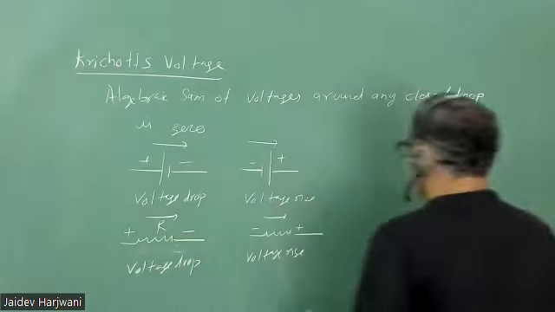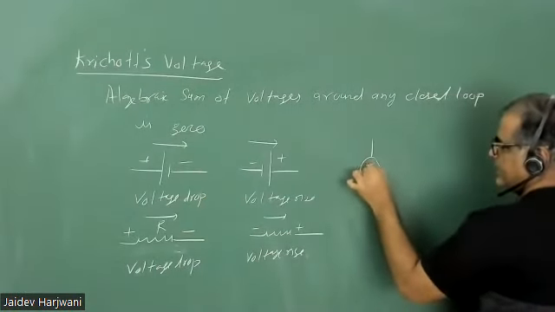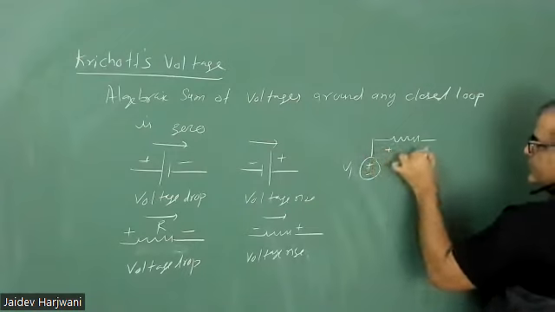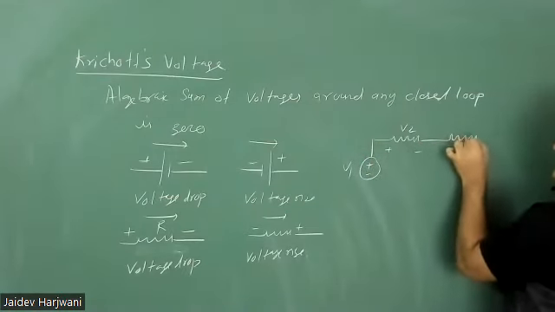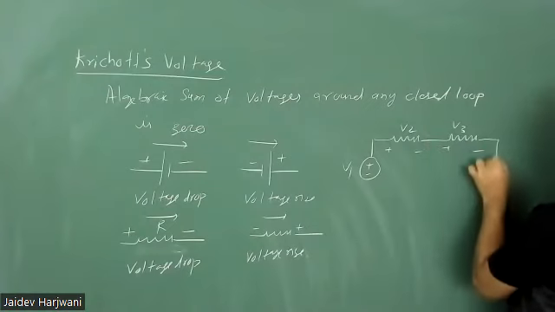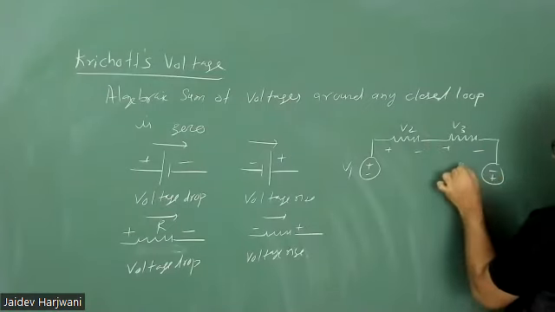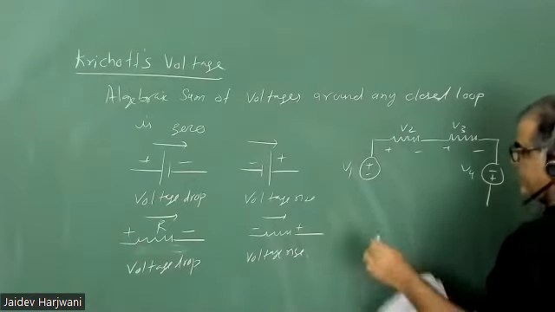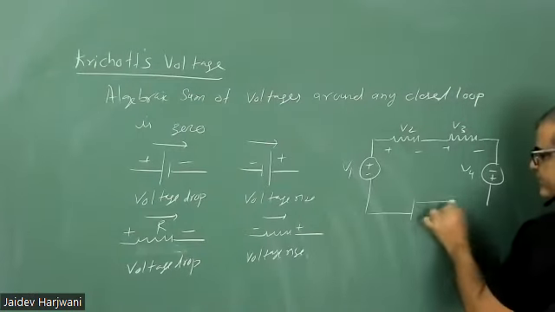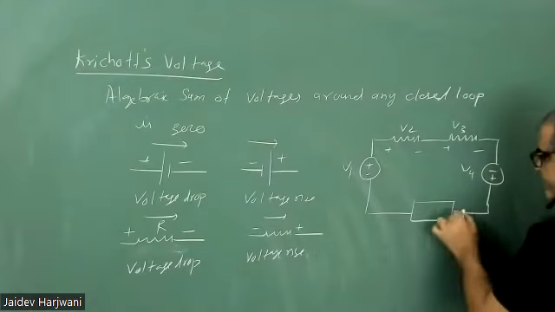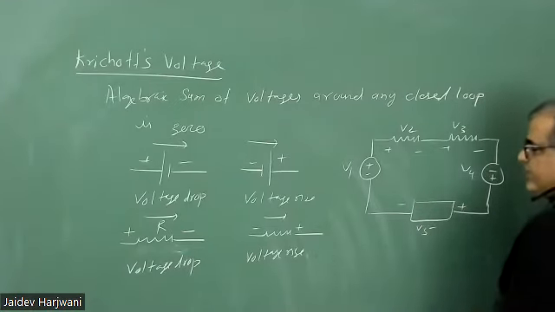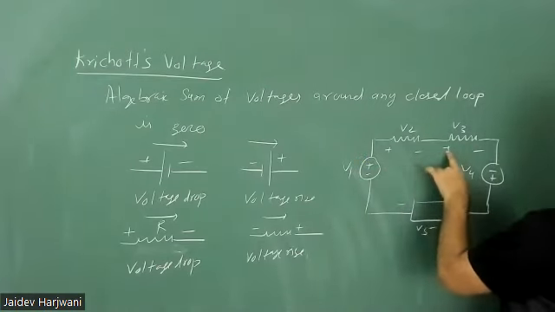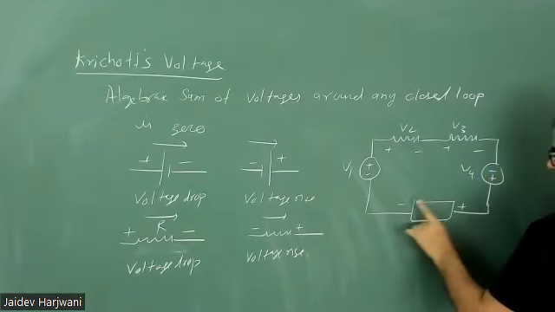For example, if I have a circuit, this is say V1, this is V2, this is V3, and I have a battery like this, say this is V4, and I have one more element here, where I have this V5. If I go from here to here, this is the voltage rise, this is voltage drop, voltage drop, voltage rise, and again voltage drop.